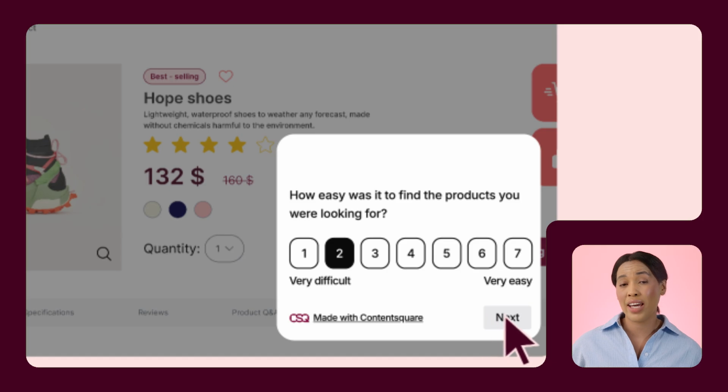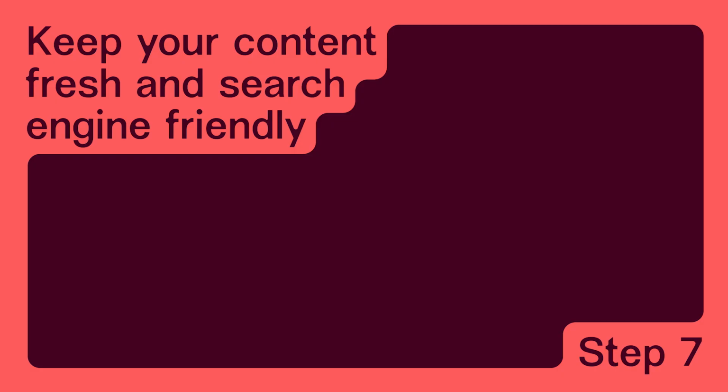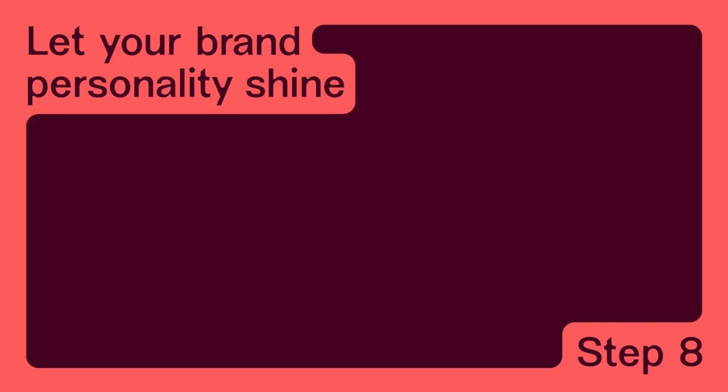hate on your homepage. For step 7, always keep your content fresh and search engine friendly. Understand what drives visitors to your website via the keywords they use to search and optimize your site to boost your ranking and visibility. Step 8 is to let your brand personality shine. Ensure branding elements work together and don't distract users.